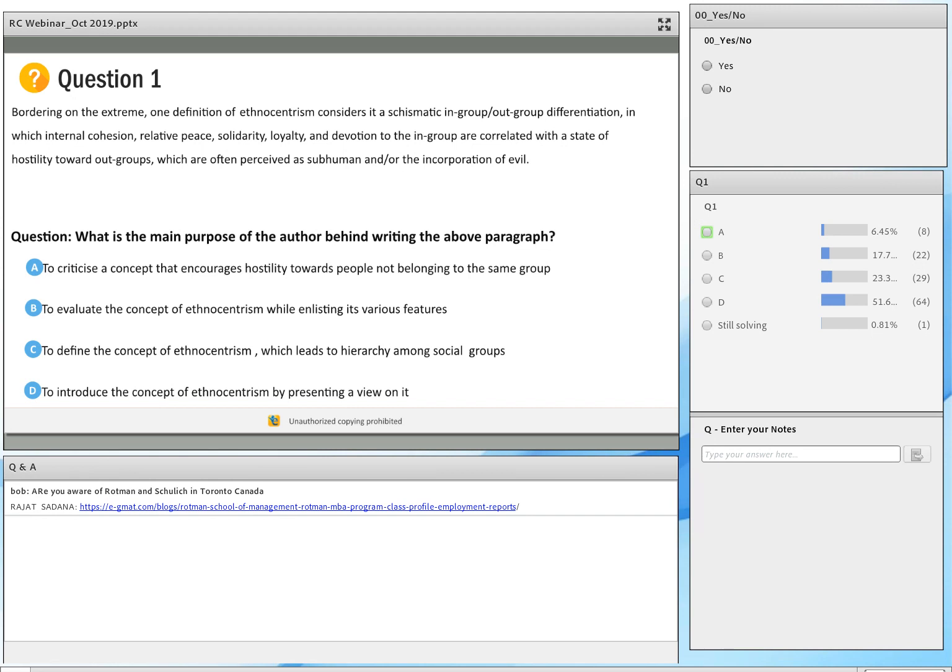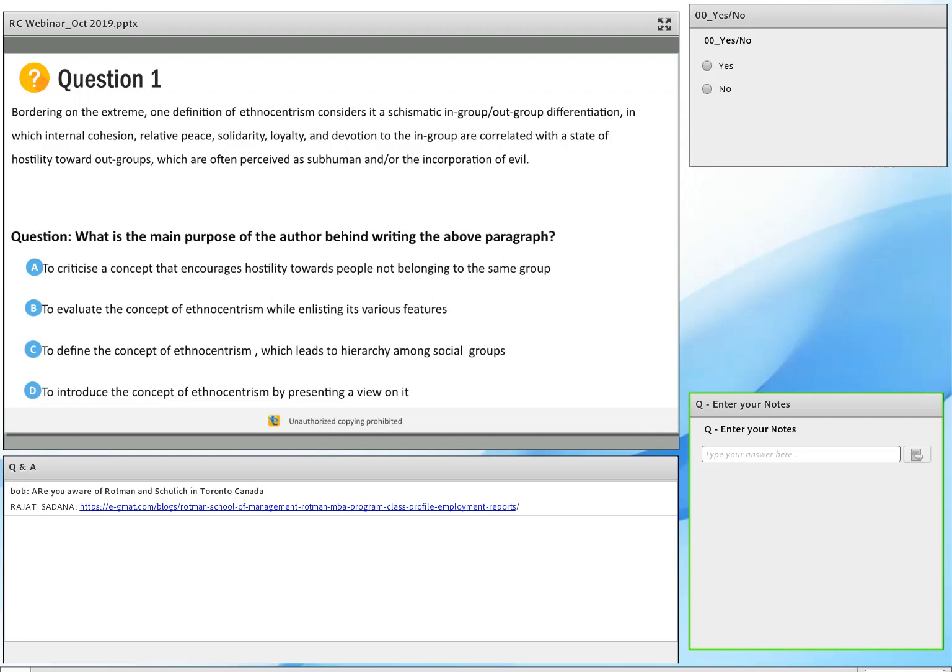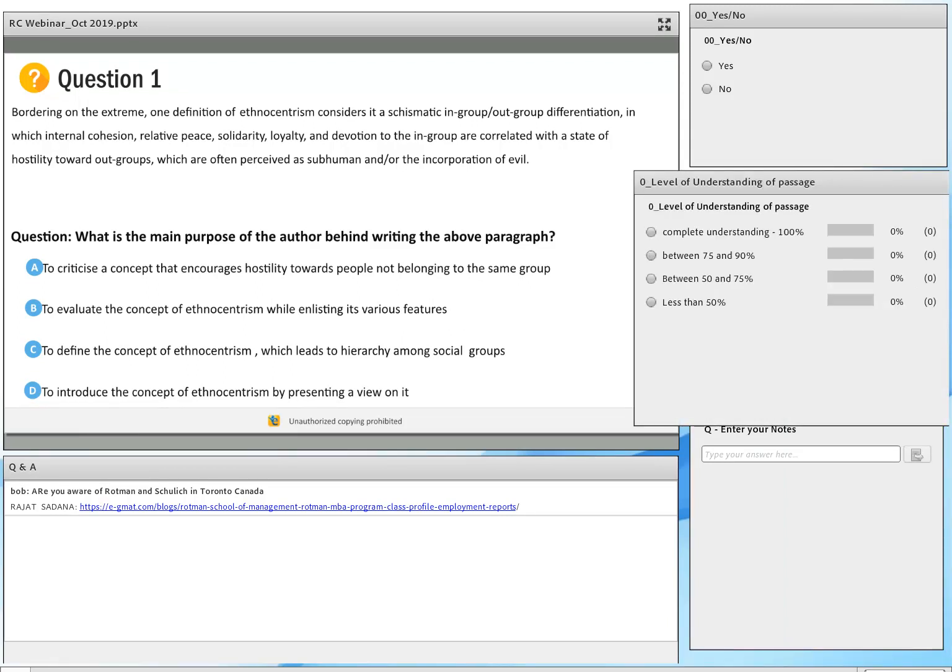The correct answer here is choice D, and 52% of the class got this question correct. So let me ask you this question here. I'm going to bring back the level of understanding of the passage here. Tell me the level of understanding of this passage after you read the passage. Good. So according to your assessment, most of you felt that your understanding was more than 75%. Very few people had complete understanding.